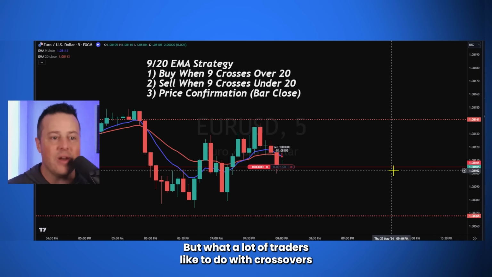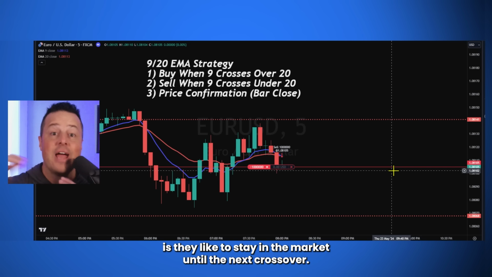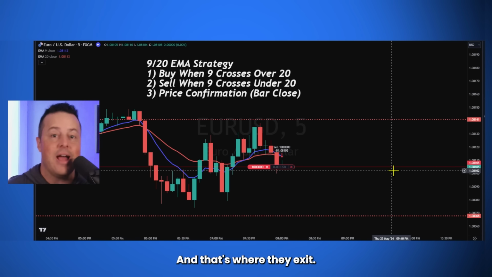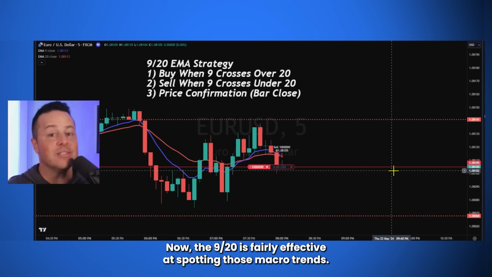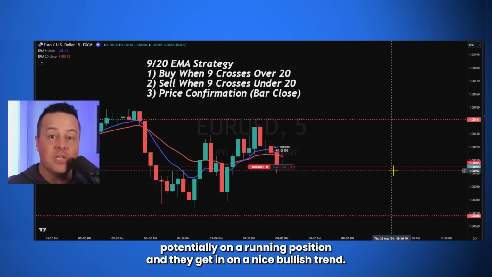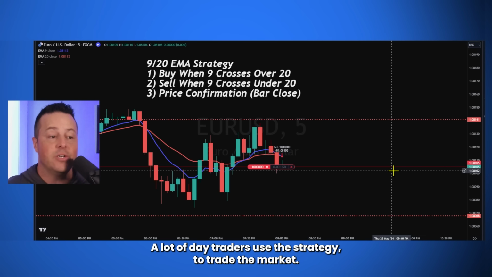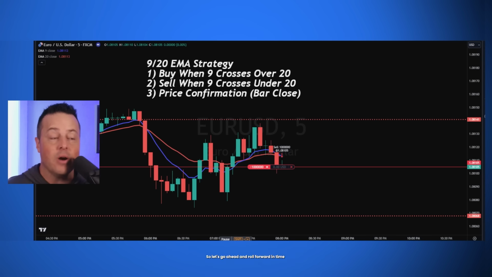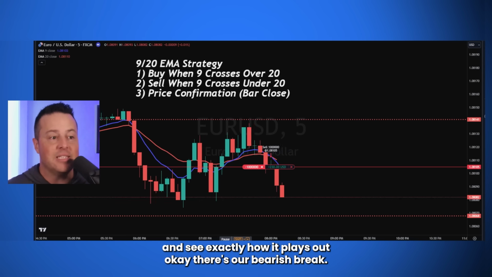But what a lot of traders like to do with crossovers is they like to stay in the market until the next crossover, and that's where they exit. Now, the 9/20 is fairly effective at spotting those macro trends. So even on a 5-minute chart, a EUR/USD 5-minute chart, we can get in potentially on a running position and get in on a nice bullish trend. A lot of day traders use this strategy to trade the market. So let's go ahead and roll forward in time and see exactly how it plays out.